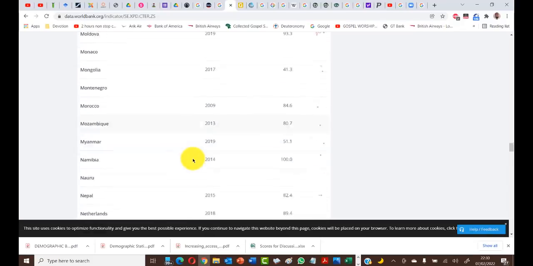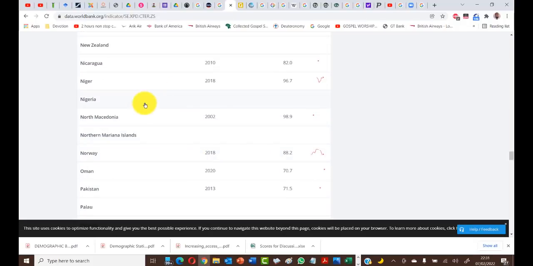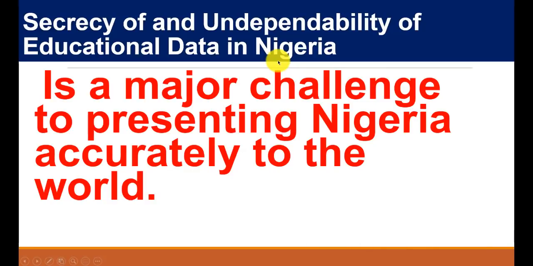Let's look at our great country, Nigeria. Nigeria, nothing. So you can see, everything is hidden there. Oh, it's just not good enough. For Nigeria, nothing. So that takes me to my next slide: the secrecy and undependability of educational data in Nigeria. It's a major challenge to presenting Nigeria accurately to the world.